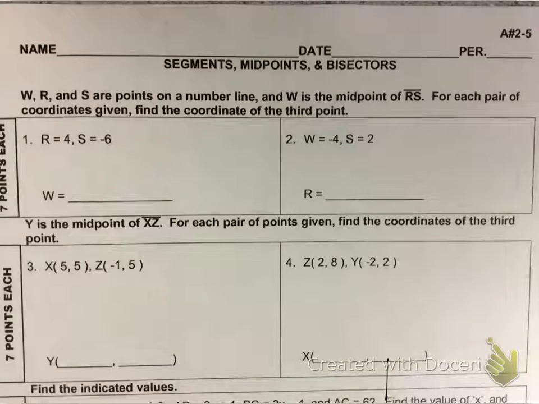All right, so on the instructions for number 1 and 2, it says WRS are all 3 points on the number line. W is the midpoint of RS. For each pair of coordinates given, find the coordinate of the third point. So it says W is the midpoint. So if I go in here and I look at this set of points, again, W is the midpoint.